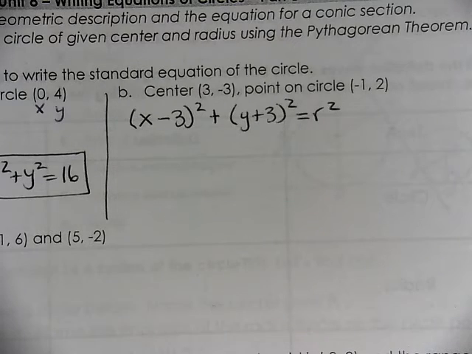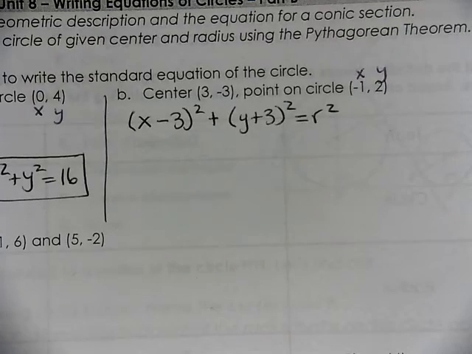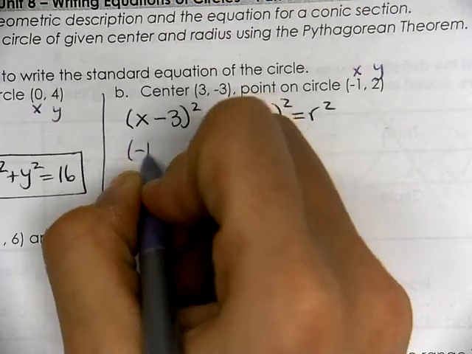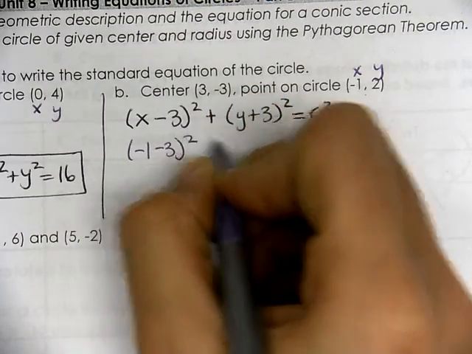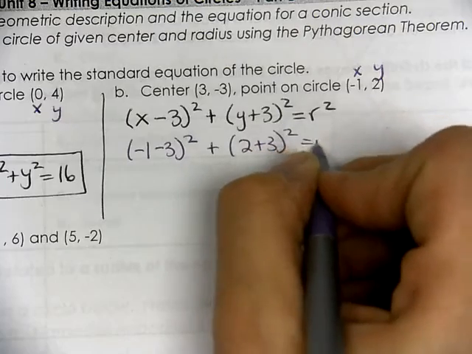So now this one gets tricky. A lot of people end up doing the algebra wrong. We're going to plug in -1 and 2 for our x and our y. So -1 minus 3 squared plus 2 plus 3 squared equals r squared.